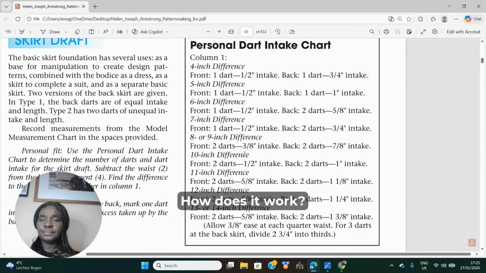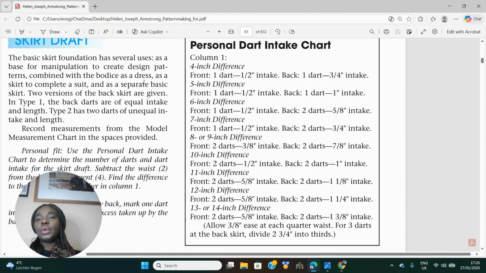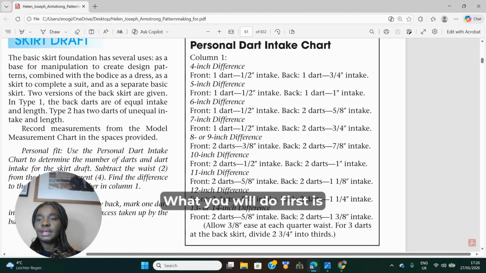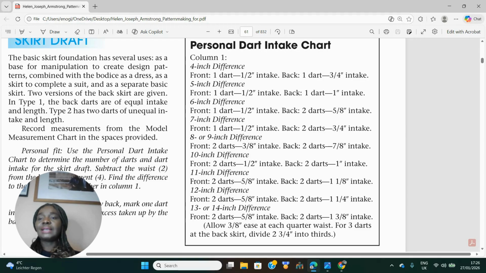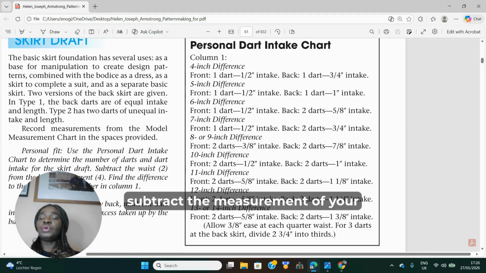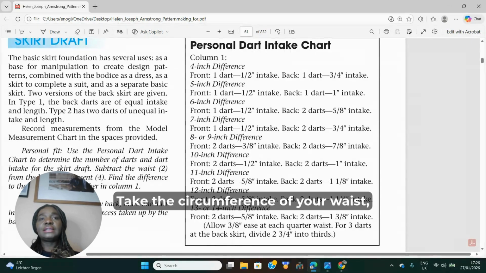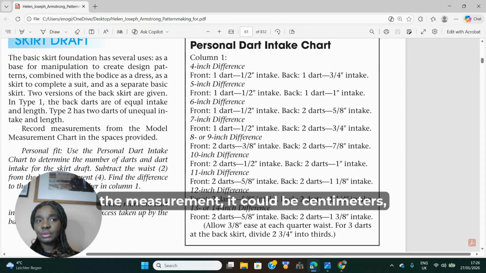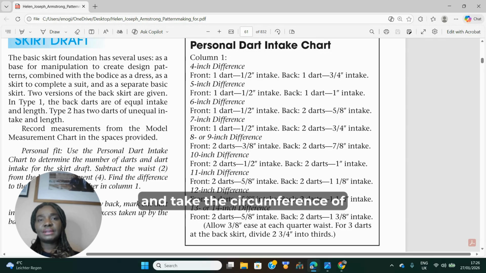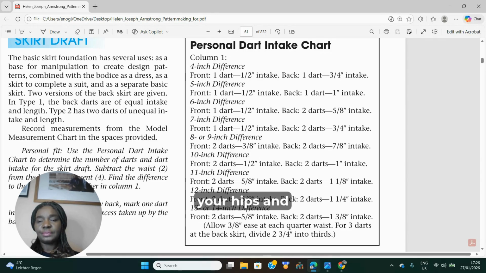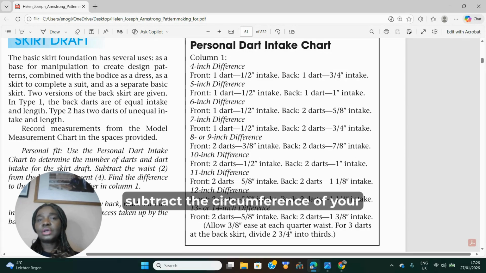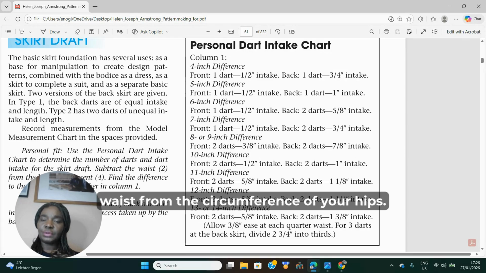How does it work? What you will do first is to take the measurement of your hip circumference and subtract the measurement of your waist circumference. I repeat it. Take the circumference of your waist, the measurement. It could be in centimeters, it could be in inches. And take the circumference of your hips and subtract the circumference of your waist from the circumference of your hips.